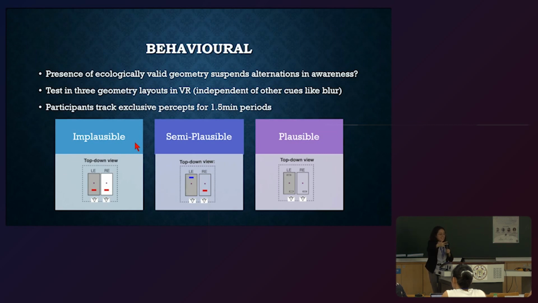And the second kind, semi-plausible, is where there is some distance between the two stimuli. And this is kind of like when we put an object in front of our eye intentionally. So it's semi-plausible because it can happen, but we don't go around like this all the time. And plausible is for the partial occlusion condition, where you see more of one object in one eye compared to the other.